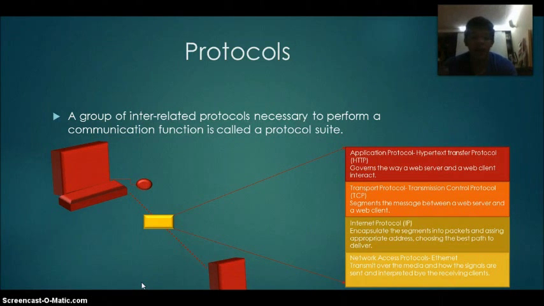There are also the network access protocols. As an example, there's Ethernet, which is just the way communication happens through the media. It converts all this information into signals that can be sent and received.